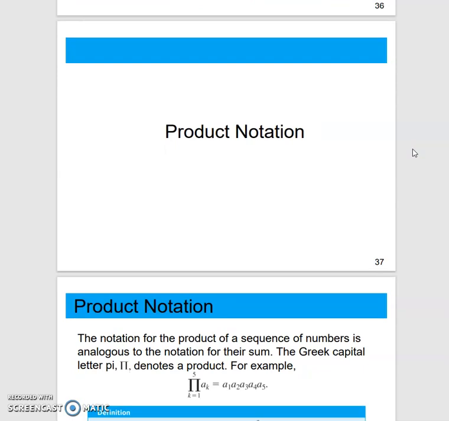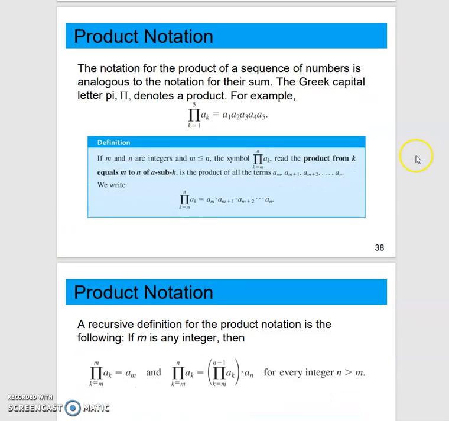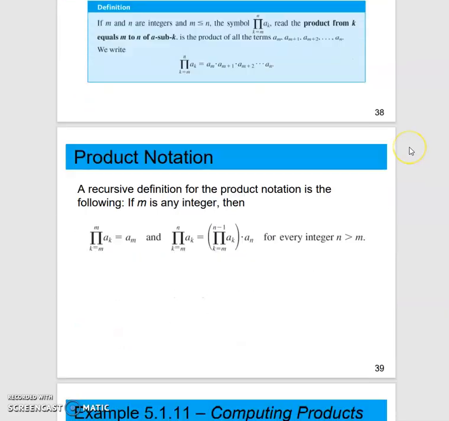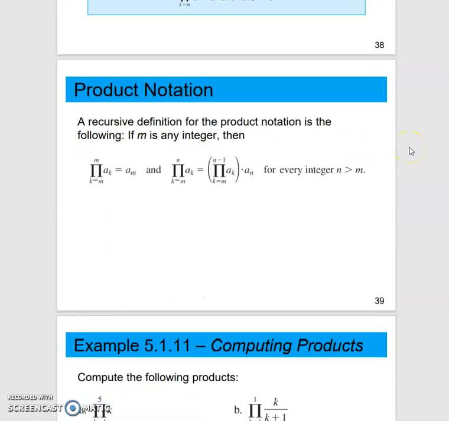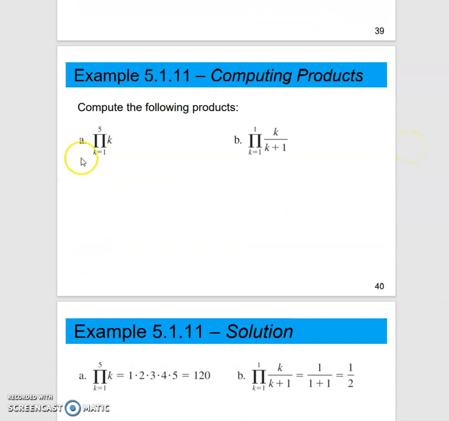We've looked at sums. Let's look at products. Our product notation, we're going to use that capital Pi. Same idea as with the sum. The only difference is now instead of adding, I am multiplying. And again, otherwise everything is going to be pretty much the same.